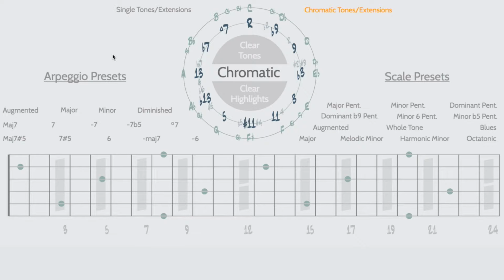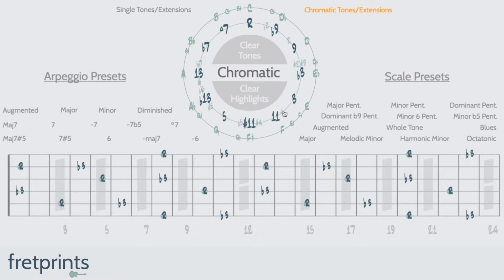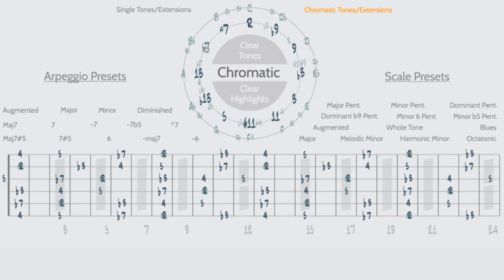Let's take a look at the minor pentatonic. So I will build it up here. Start with our root, flat 3, 4, 5, and the flat 7. So here we have the 5 notes.